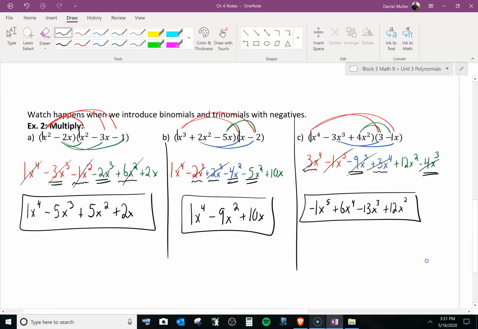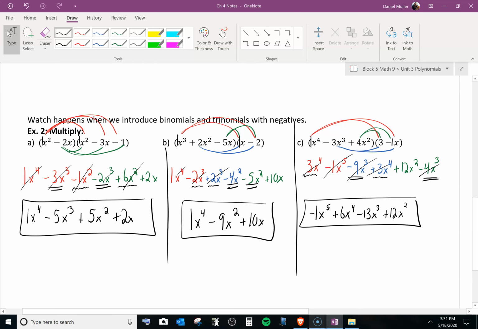I don't know if there's any more chapters, but make sure that once you're done this, you try the worksheet as well.